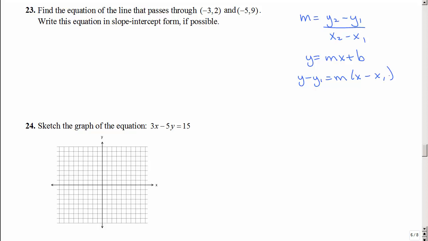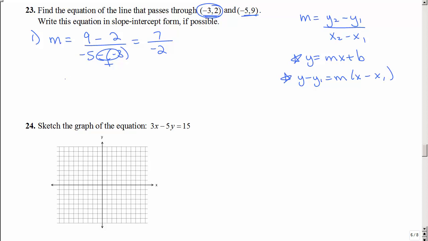So let's look at number 23. Find the equation of the line that passes through these 2 points. Write the slope-intercept form if possible. So my answer is going to be in that format, but I have 2 points. The first thing I have to do is find the slope. So I'm going to subtract the y values and subtract the x values. So that's going to become plus -5 plus 3 is a -2. So that's my slope. Now I choose to use the point-slope formula, and you can pick either point, it doesn't matter. I'm going to use that first one.